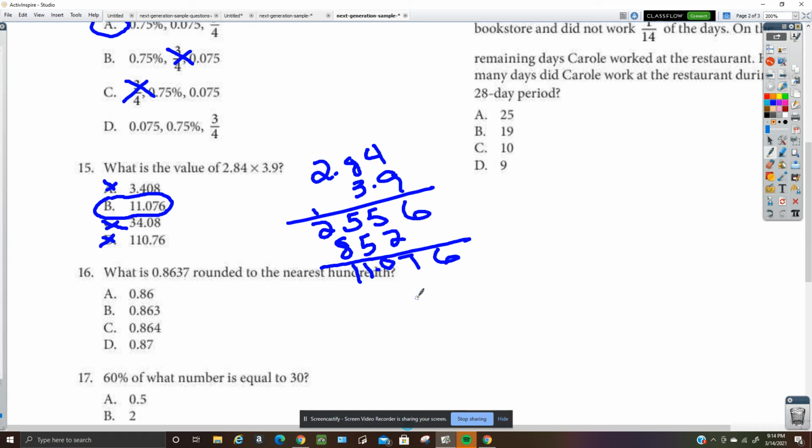So to the nearest hundredth here, here's the hundredths place, the 6, and then you want to look at this digit here, which is less than 5. So you can round to 2 decimal places there, 0.86.